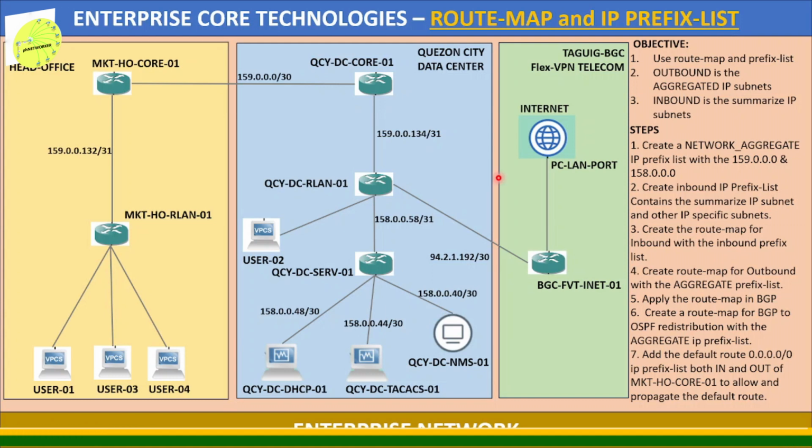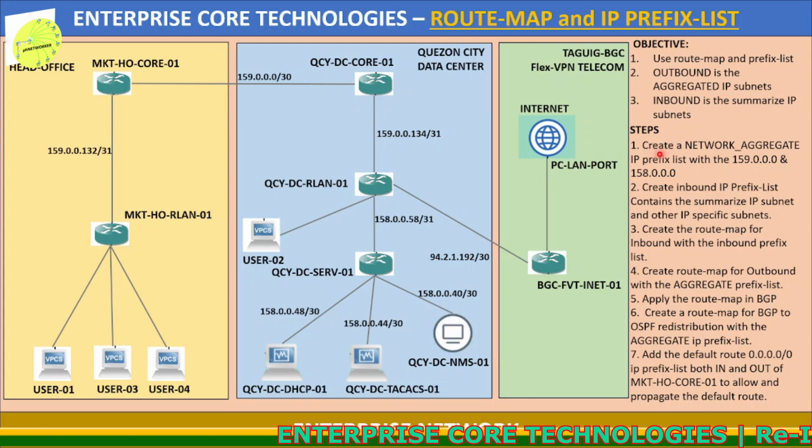Our objective for today is to use the route map and prefix list. For the outbound we will use the aggregated IP subnets, while for the inbound we use the summarized IP subnets and also the IP specifics if it's not able to summarize. These are the steps we're going to do.